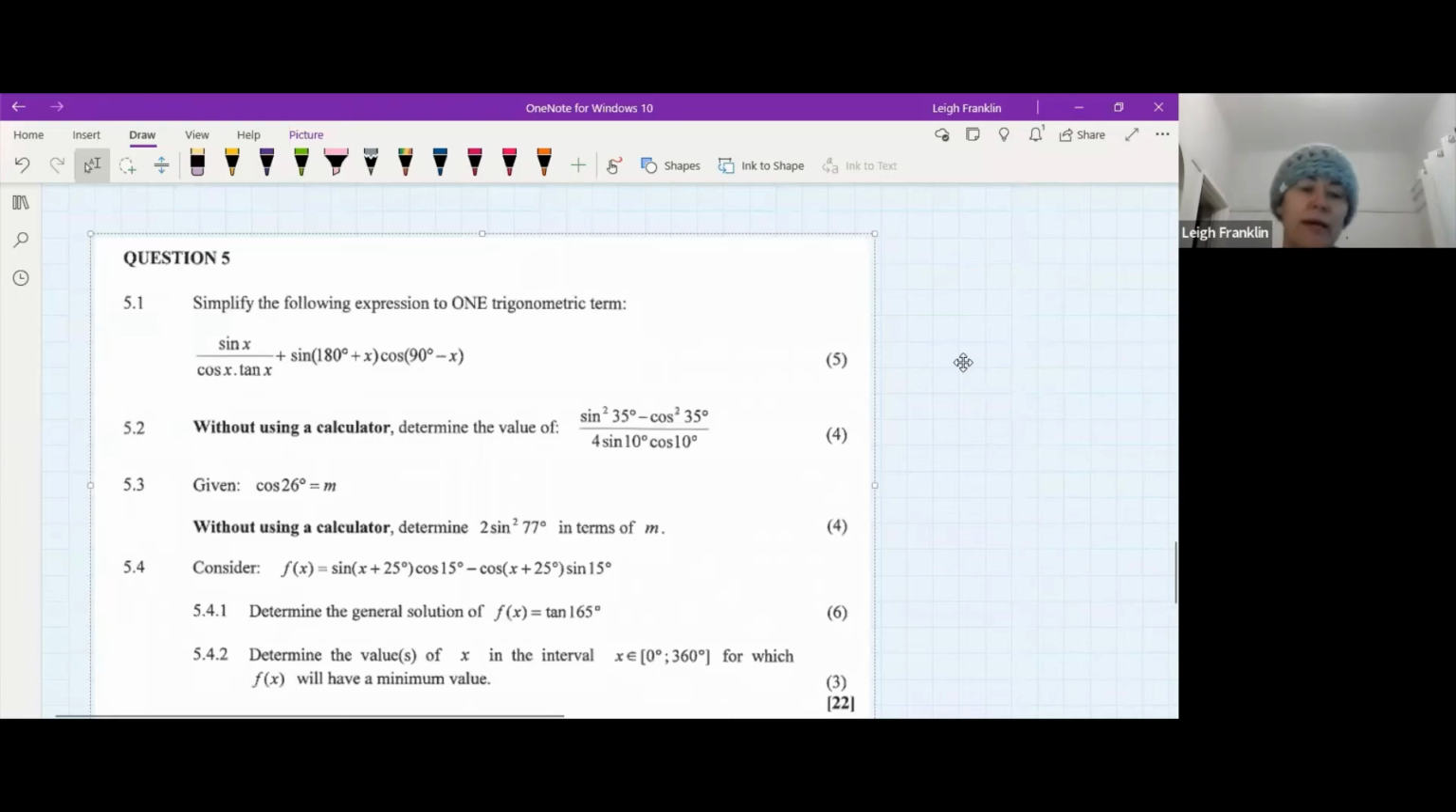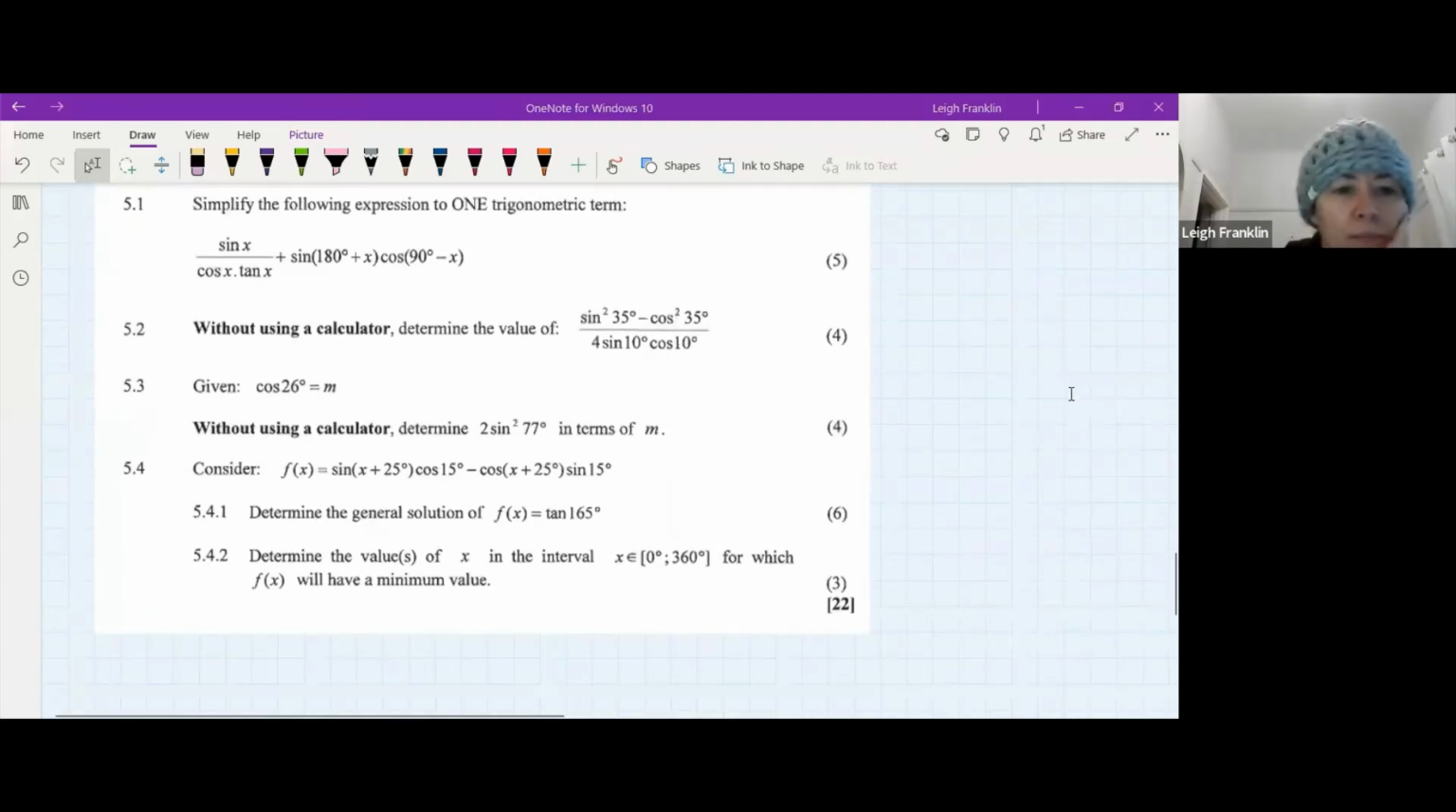Okay, so here is a slightly more, well, not slightly more, but it's also a difficult question. The first one is similar to one that we've just seen, where you have to simplify things to one trigonometric expression. Okay, what I like about this particular question is that it's also got one of these where without using a calculator, we need to determine the value of.